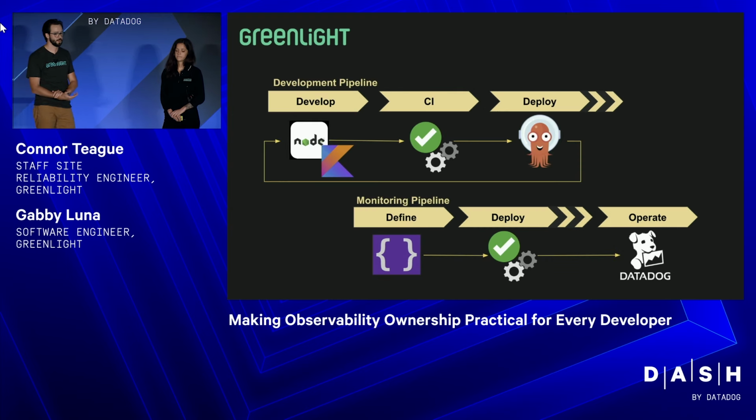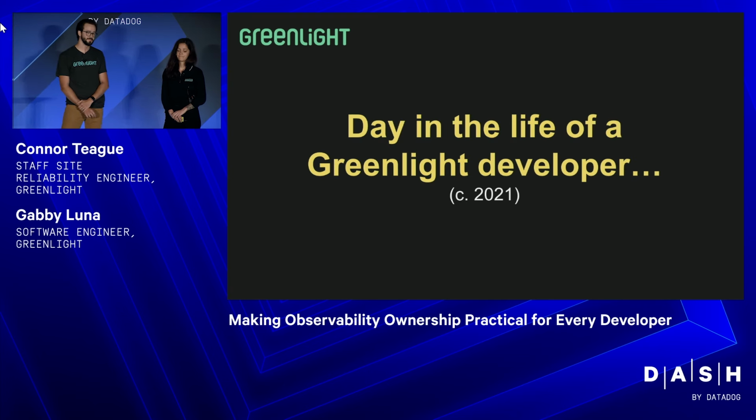So here, you can see how the monitoring pipeline existed near, but not fully integrated into our development pipeline. We did have some wins with this approach though, like defining our monitors as code, which is always good practice. But as we scaled our engineering teams, we began to notice some growing pains when maintaining these two separate processes. Our typical involvement with the monitoring pipeline transitioned from managing the Terraform repo to really just fielding common questions that didn't really have any common answers. So to demonstrate this, Gabby's gonna walk through a typical day in the life of a Greenlight developer, circa 2021.